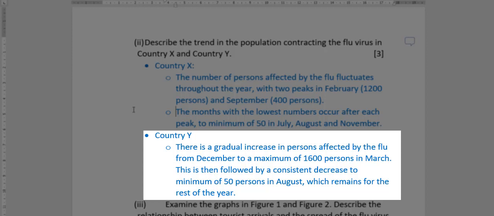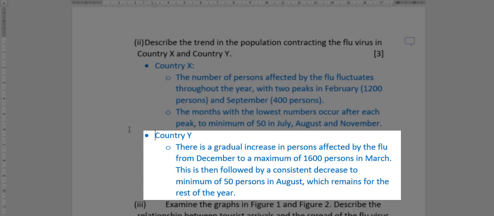Country Y, there is a gradual increase in persons affected by the flu from December to a maximum of 1,600 persons in March. This is then followed by a consistent decrease to a minimum of 50 persons in August, which remains for the rest of the year. So in this case, there is no fluctuation. It's not up and down and up and down. Okay, there's a definite increase and then there's a definite decrease.